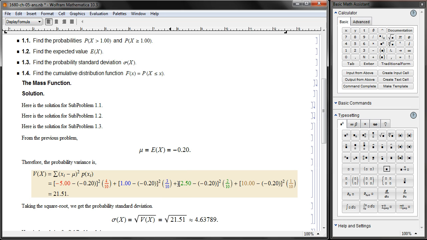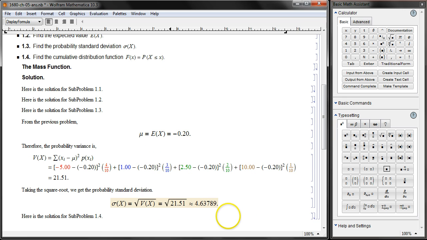Next, x minus mu squared times the probability, and it just goes on. X minus mu squared times the probability. All those, punch your calculator in, you get 21.51 in this case. Taking the square root of the variance, you get what you want in the end, the probability standard deviation.